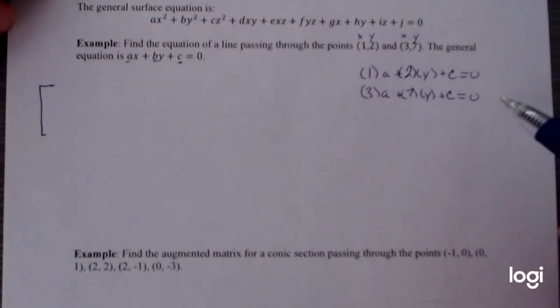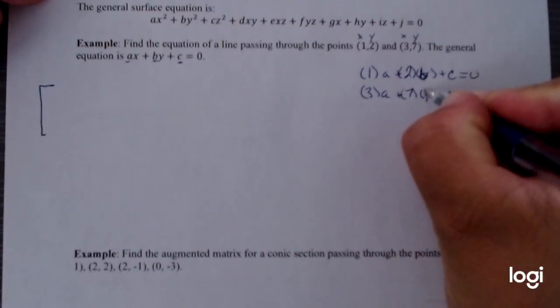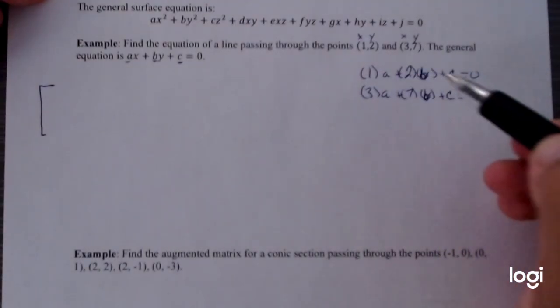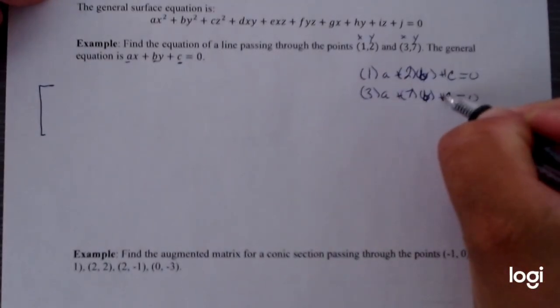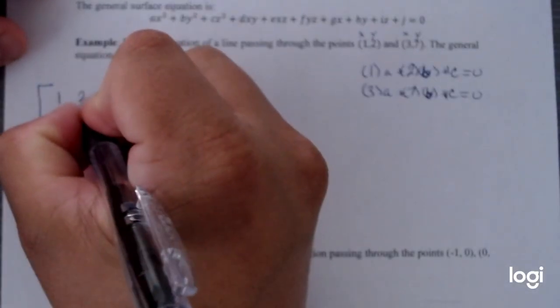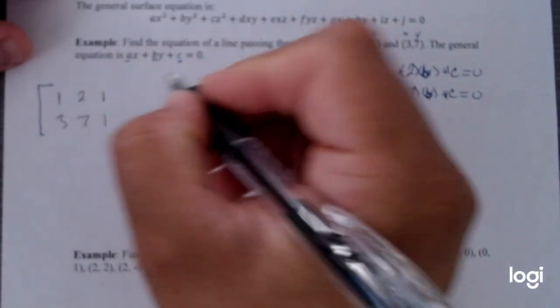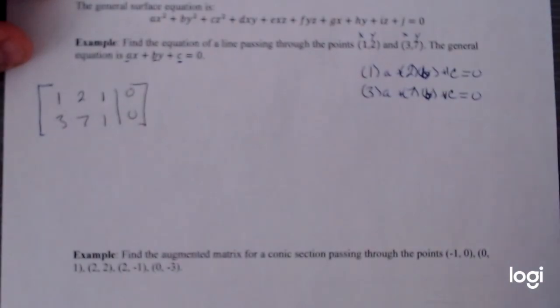So now when I want to write this in our matrix, again, oh, sorry, this is supposed to be a B here, not a Y. I put in B. So now, 1, 2, 3, 7, and the 1 in front of the C is what we put in the matrix, not A, B, and C. Okay, so I'm going to have 1, 2, 1, 3, 7, 1, and these all equal 0. So a homogeneous system.